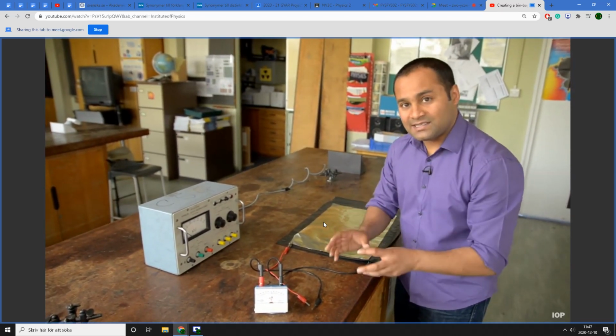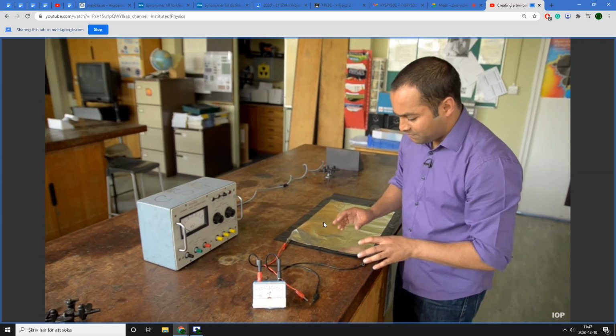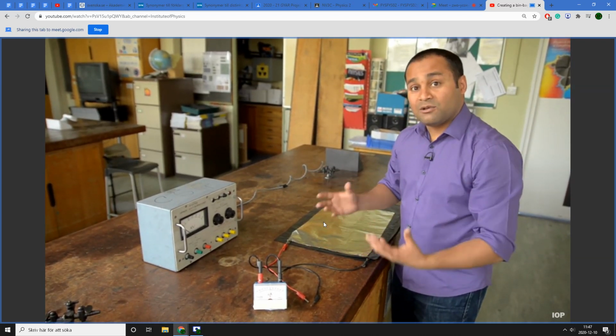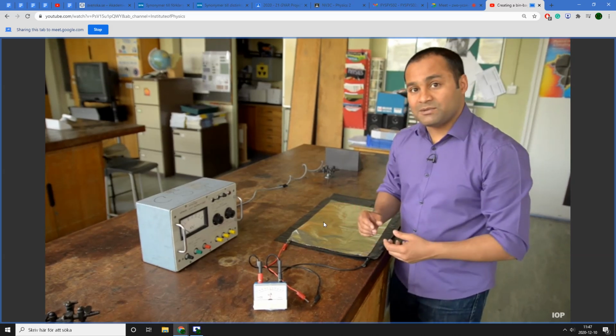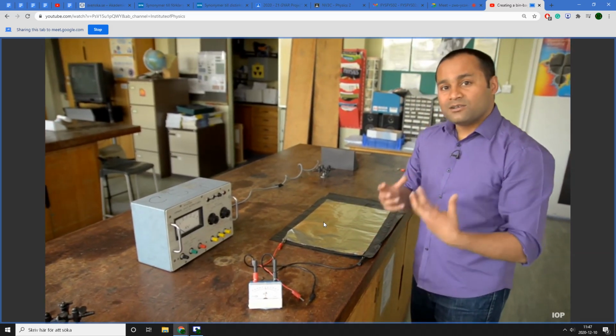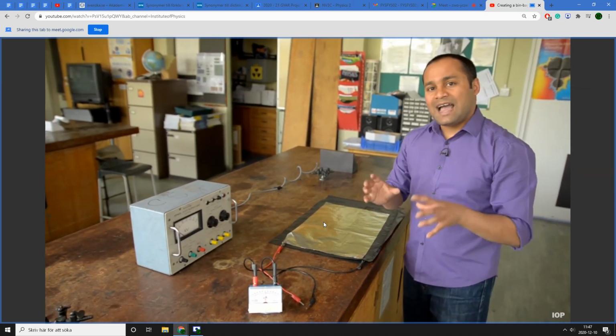When I discharge the capacitor, electrons move off the bottom plate and onto the top plate. And once again, it's this flow of charge that gives us the current. The current stops when the bottom plate and the top plate are no longer charged, so the potential difference between them is zero.